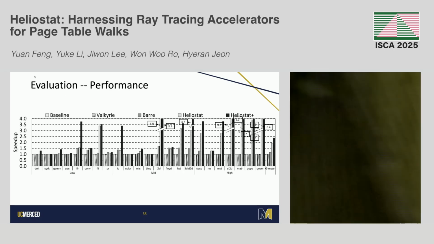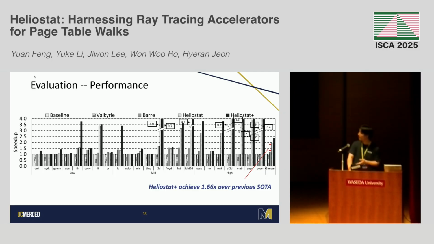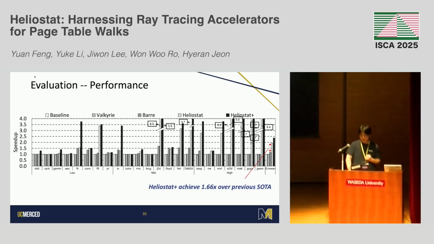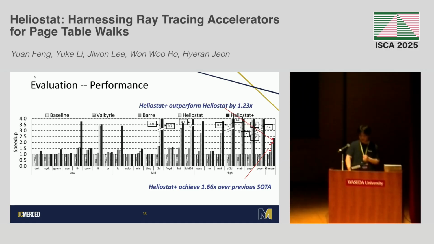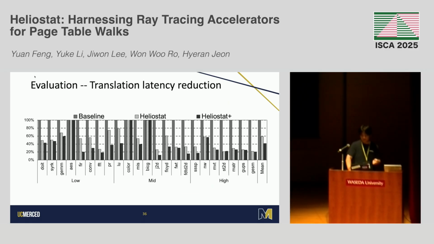Now here we show the performance impact of Heliostat. On average, Heliostat is able to achieve a 1.66x speedup over the previous state of the art. And if we enable the look-ahead translation, Heliostat Plus is able to further outperform Heliostat by 1.23x.